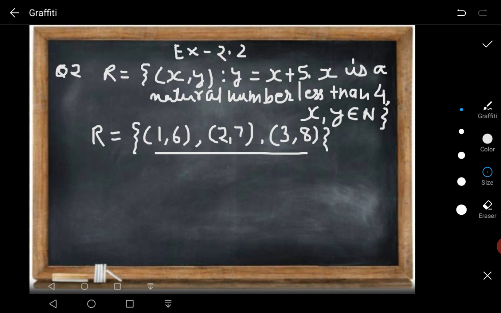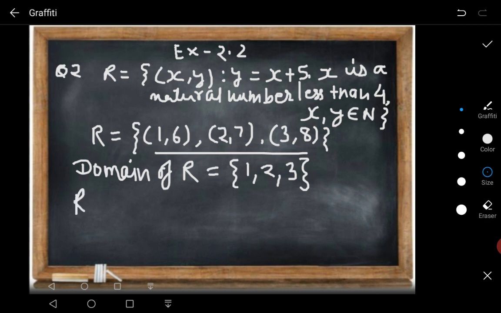Now you have to find out the domain and range of this. So we can say that the domain of R is equal to the set of all the first elements, that is 1, 2, 3 here, and the range of R is the set of all the second elements. So 6, 7, 8, the collection of these elements, will be the range of this particular relation, right?